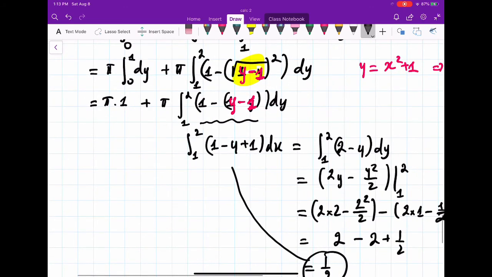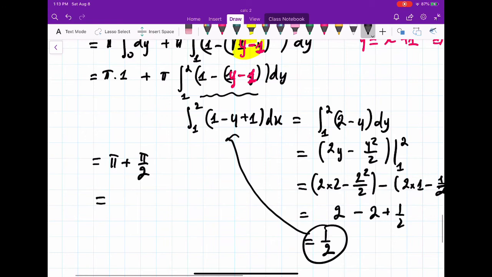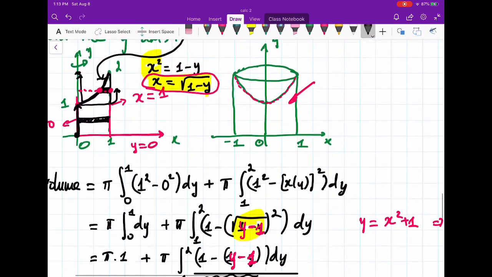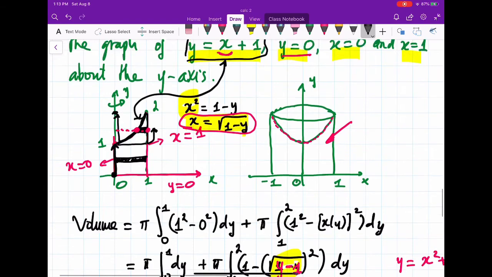You plug 1/2 into this, you get pi plus pi/2, because pi times 1/2, right? Which is 3 pi/2. Alright, so that's how the washer method works when we rotate some region about the y-axis.